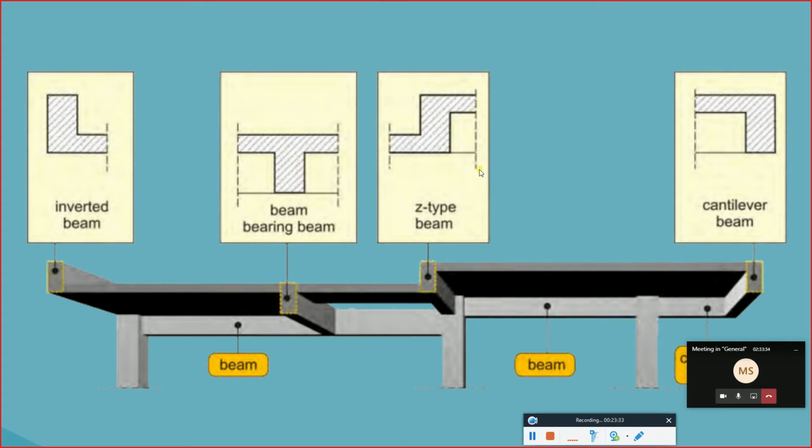Z type of beam, if you have two different levels, like a regular slab and a sunken slab, you'll end up with a Z type of slab. So sunken slab, regular slab, and this is the cantilever slab where there is no column supporting this particular beam. So this beam, there is no column supporting it, so it's a cantilever beam. Okay.